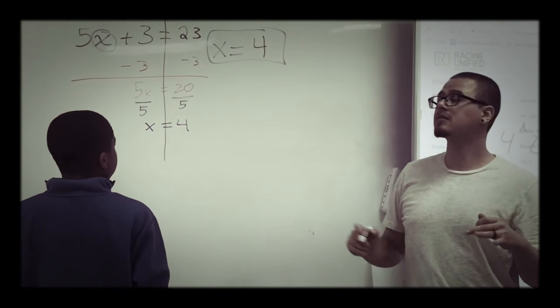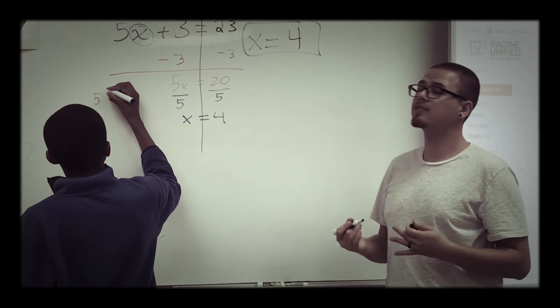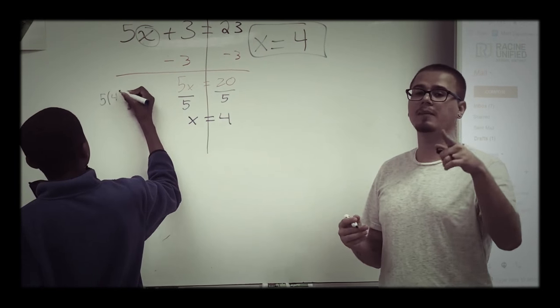Now if we wanted to check our answer, we'll plug a 4 in for x. 5 times 4 is 20. Plus 3 is 23. If you have any questions, comment down below.